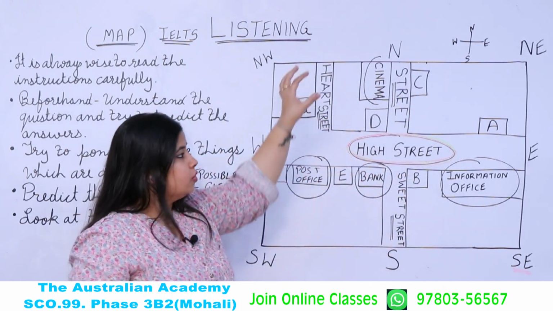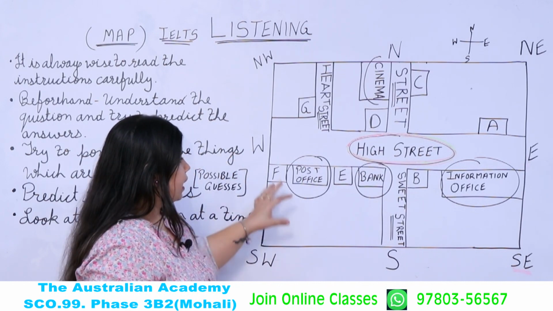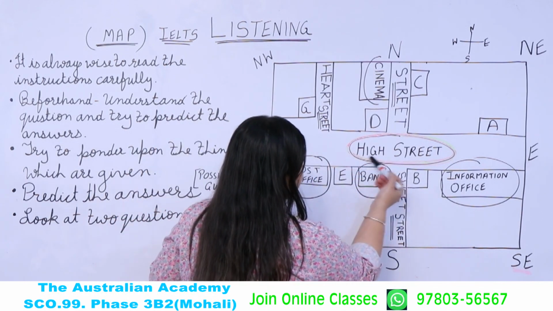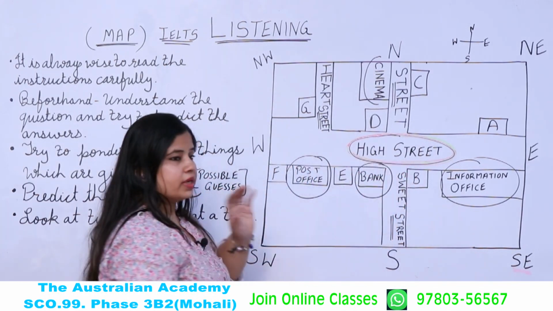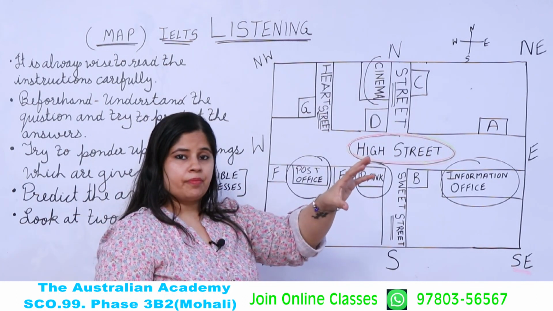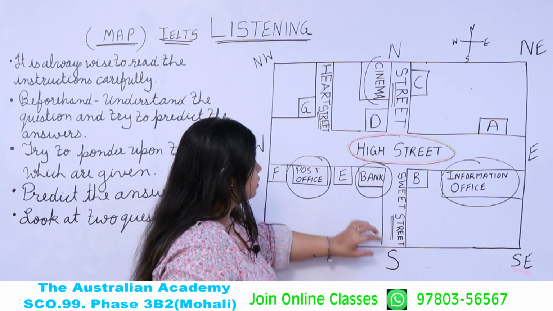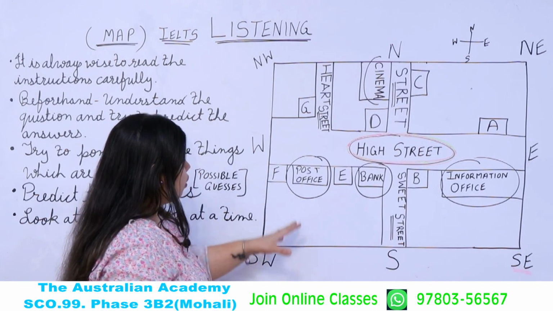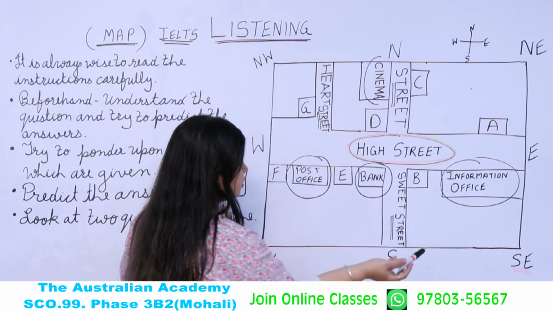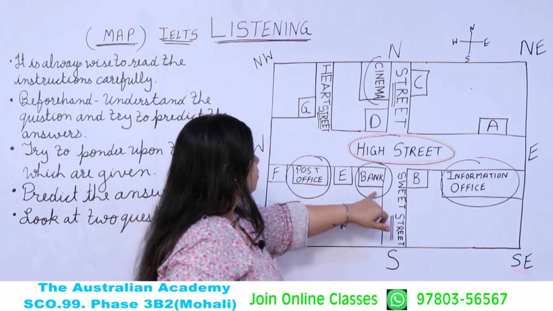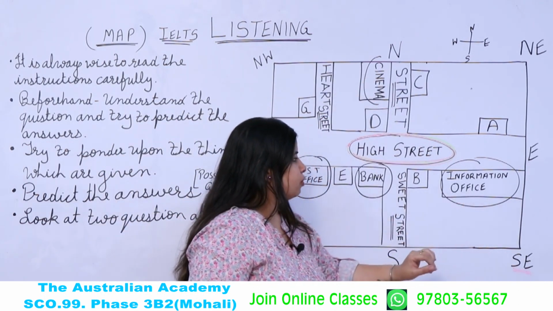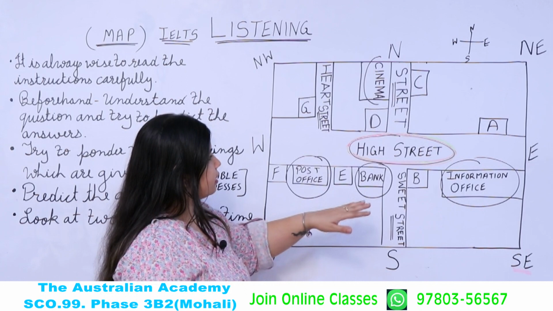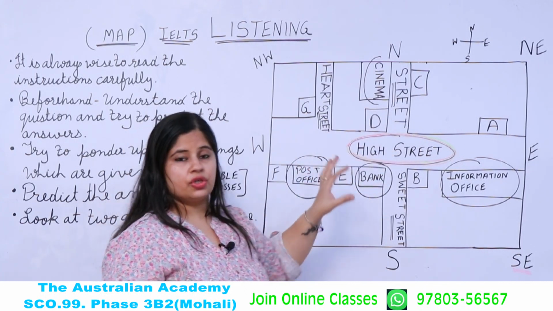On your map itself, note down these directions, and beforehand when you get time, circle the main things, like I have circled High Street. If you see in one glance, so many street names are there. So the best way would be to underline the street or circle where you come across the word street, or circle the different locations like post office, bank, cinema, information office, and always have a look beforehand at exactly where the letters are which you need to locate.